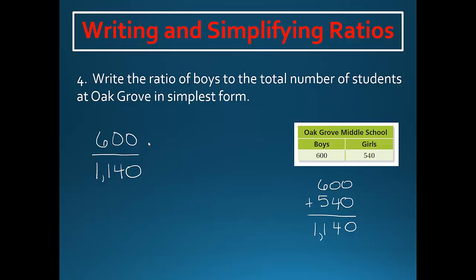So now we can go ahead and simplify. We can go ahead and divide both the numerator and the denominator by 60. When we divide the numerator by 60, 600 divided by 60, we get 10. And when we divide the denominator by 60, we get 19. So our ratio is 10 to 19. So this means that there are 10 boys for every 19 students at Oak Grove Middle School.